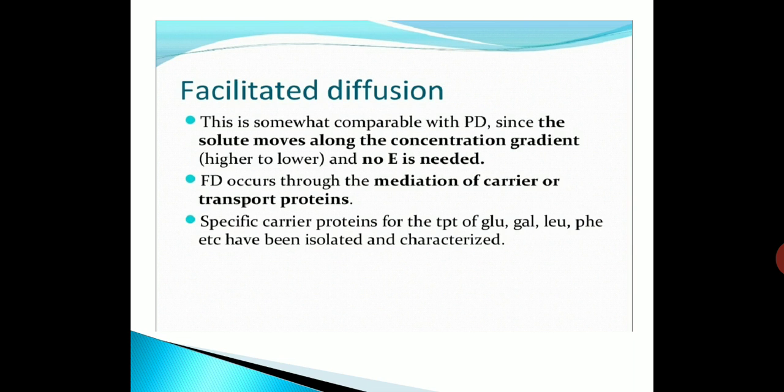The second is facilitated diffusion. This is somewhat comparable with passive diffusion, since the solute moves along the concentration gradient, higher to lower, and no energy is needed. Facilitated diffusion occurs through the mediation of carrier or transport proteins. Specific carrier proteins for the transport of glucose, etc., have been isolated and characterized.